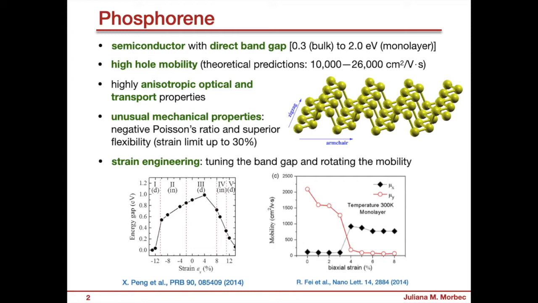With zero biaxial strain, this is the red curve, you have high mobility along the armchair direction. Then this mobility goes down when you apply tensile strain, and up to 4% you have almost zero mobility along the armchair direction. Then the mobility moves to the zigzag direction, and you see an increase in the mobility along the zigzag direction when you apply biaxial strain. As this material sustains such a high value of strain, you can apply strain to change the properties of this material.